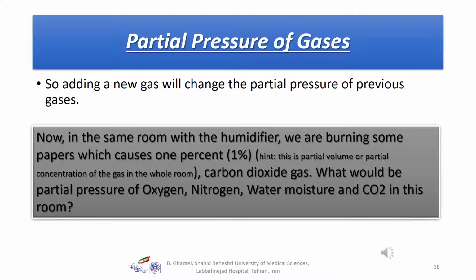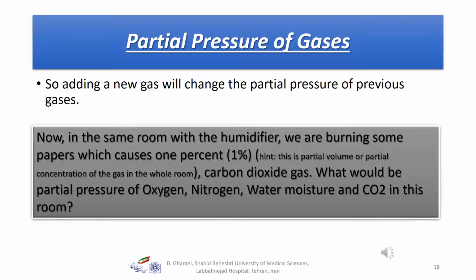So as you see, adding a new gas will change the partial pressure of previous gases. I'm sure you found that when we have 60 millimeters of moisture in the air, then this pressure, which is 60, will be reduced from 760, and the remaining part, which is 700 millimeters of mercury, will be divided proportionally for oxygen and nitrogen. Now we come to another question.